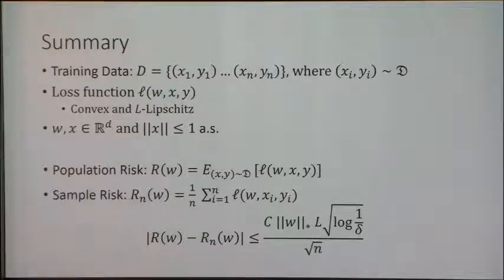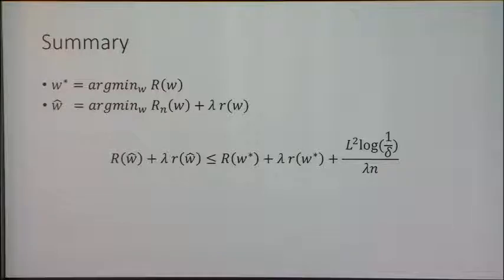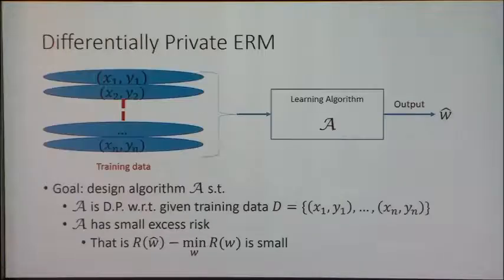The empirical risk and sample risk bounds are anyway clear, and the uniform convergence bound gives us this rate of 1 by root n. W star, throughout the talk, I will use for the best solution of my real problem, that is the true risk minimization problem, and W hat will be the optimal solution to this regularized ERM problem. And we have this bound for the excess risk incurred by W hat.